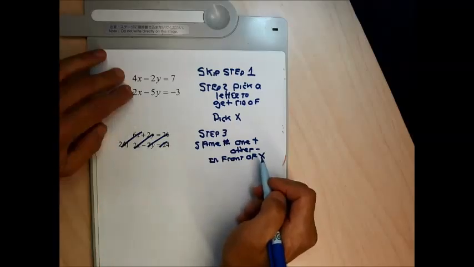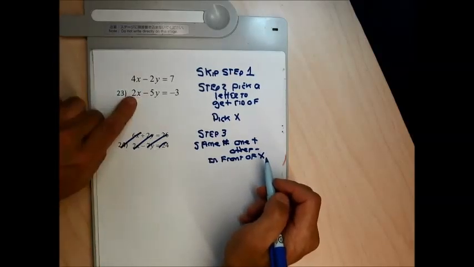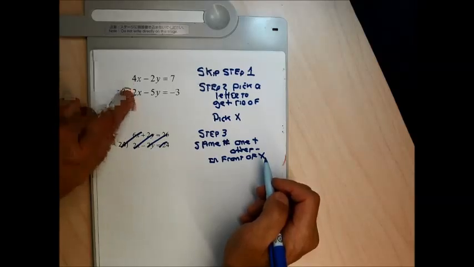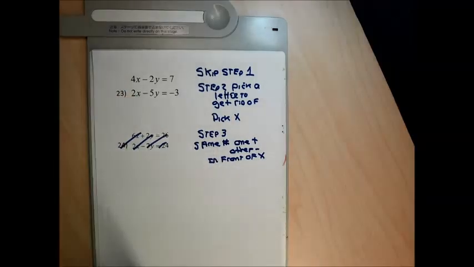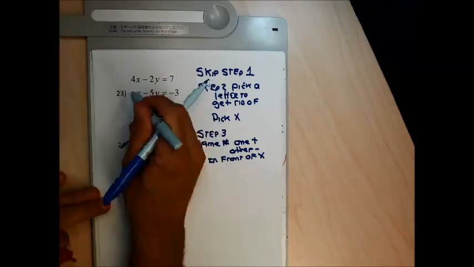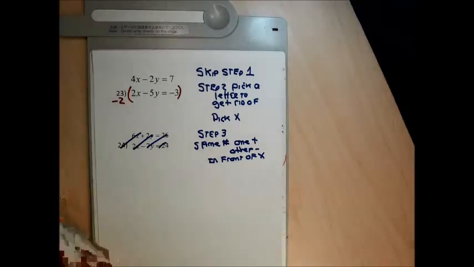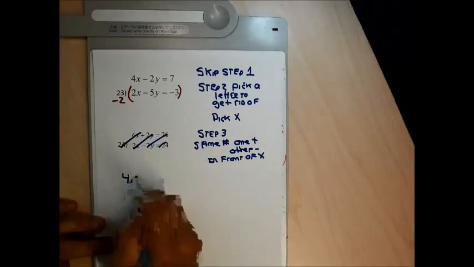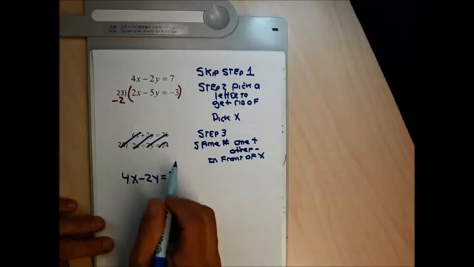And for me, because 4 is a multiple of 2, I'm going to make this x have a 4 in front of it, because it's easy to make this x have a 4 in front of it, but I need to have one positive, one negative. I'm going to make it have a negative 4 in front of it. So the first algebra I'm going to do is multiply everything in the bottom equation by negative 2. I'm going to leave the top equation at 4x minus 2y equal to 7.